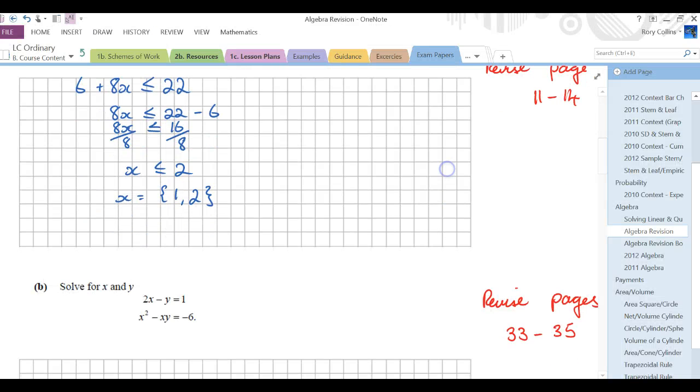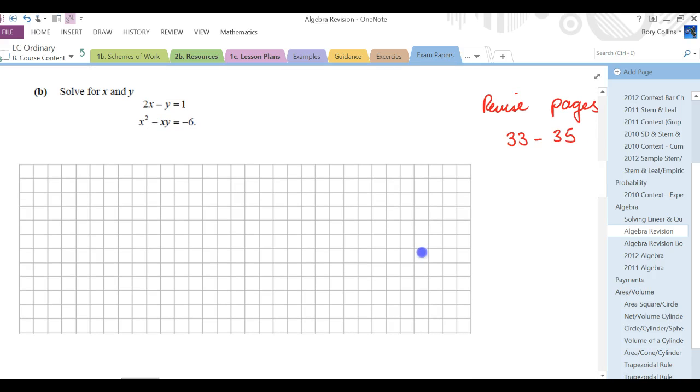This now brings us on to our next question. We want to solve for x and y the simultaneous equations 2x minus y equals 1 and x squared minus xy equals negative 6. Here we have one linear equation and one quadratic equation. We have to use the method of substitution in order to solve for x and y. This takes the following method.